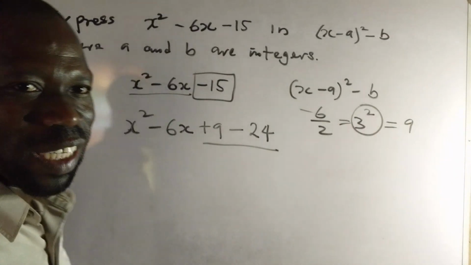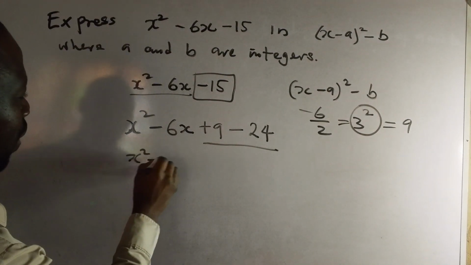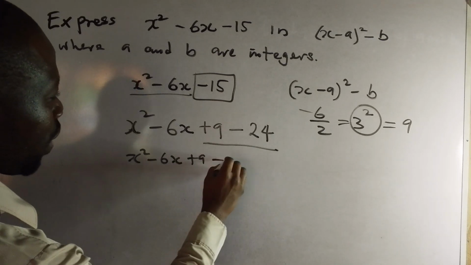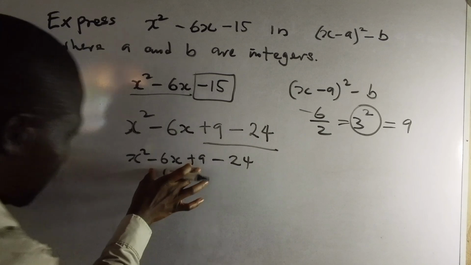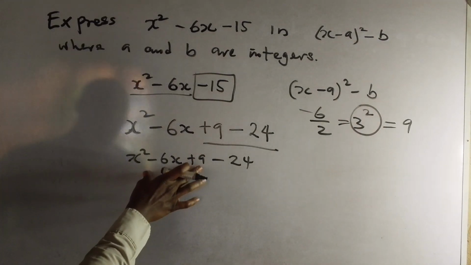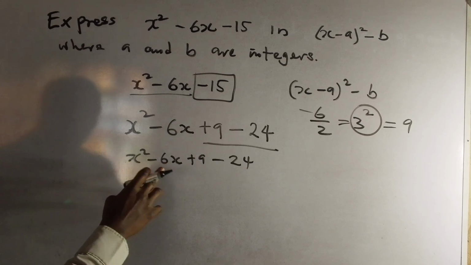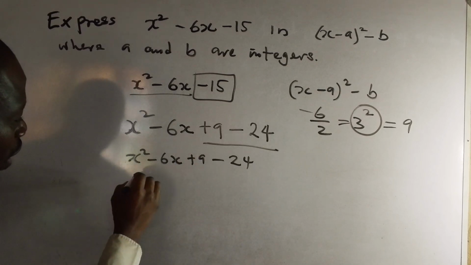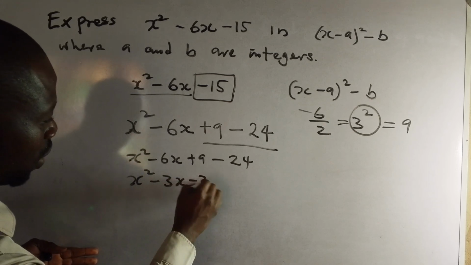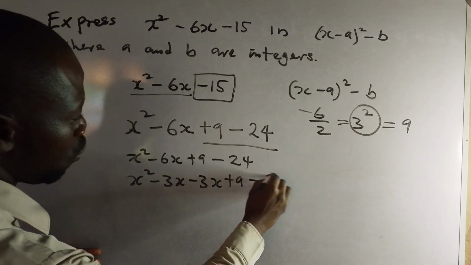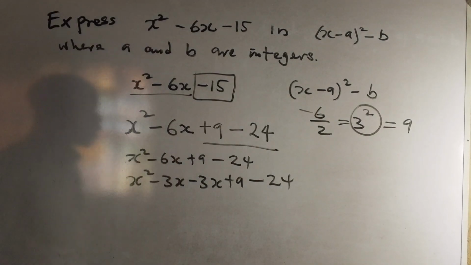If you understand that, give it a thumbs up, give it a like. So now we have x squared minus 6x plus 9 minus 24. Now we can factorize this side, right? If you are factorizing this, you look for two numbers that when you multiply give 9, and when you add give minus 6, and that's minus 3 and minus 3. So you have x squared minus 3x minus 3x plus 9 minus 24, right? Minus 3x minus 3x gives you minus 6x.